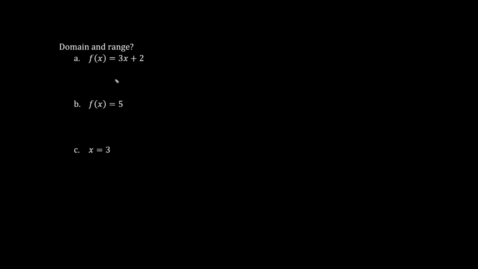Let's find the domain and range of the following functions. We have y equals 3x plus 2. This is a line. We start off with a y-intercept of 2 here, and the slope is 3, or 3 over 1. We go up 3, 1, 2, 3, and 1 to the right.